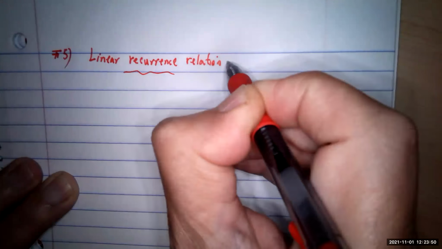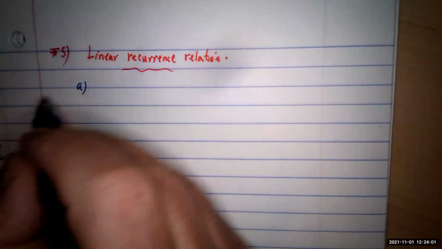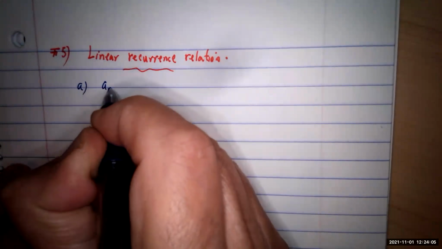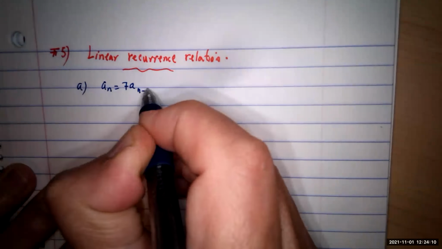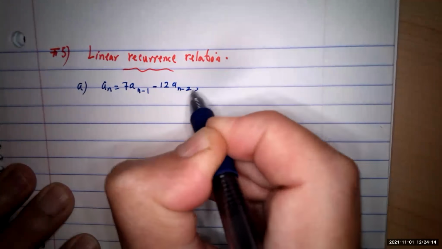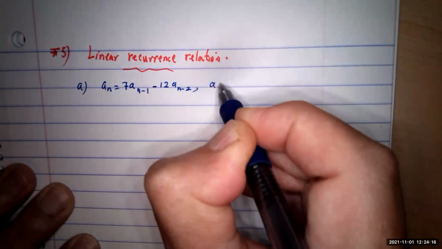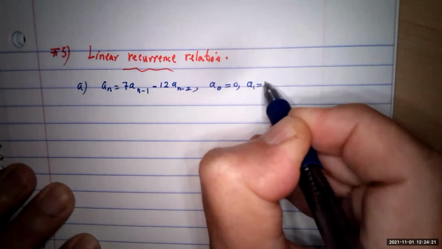It's the one that you have to use: you form the characteristic equation, then you have 2 solutions, repeated solution or distinct one. You want to solve these relations. So this is going to be the first one. a_n equals 7a_(n-1) minus 12a_(n-2), with the condition that a_0 is 0 and a_1 is 1.